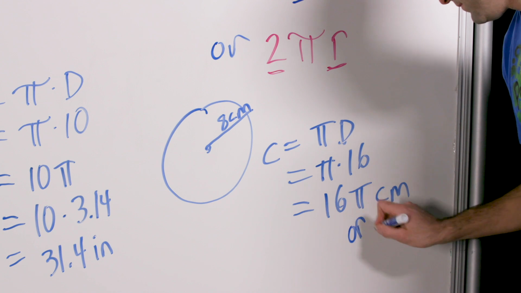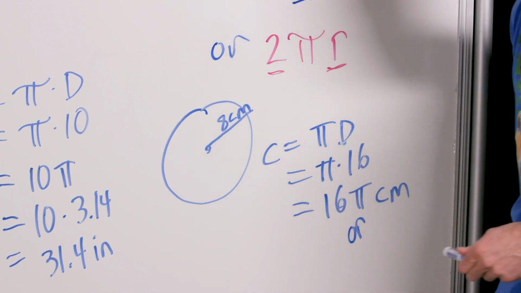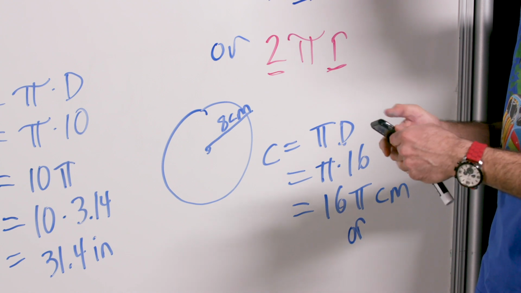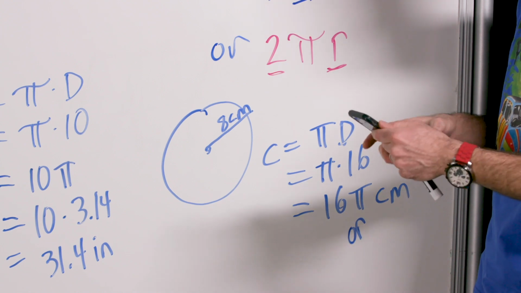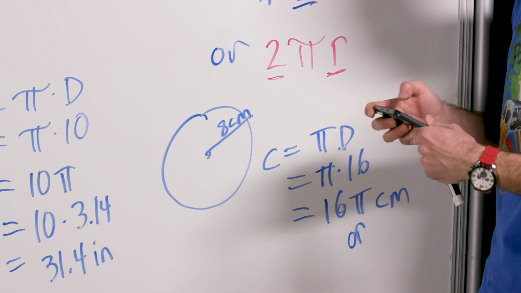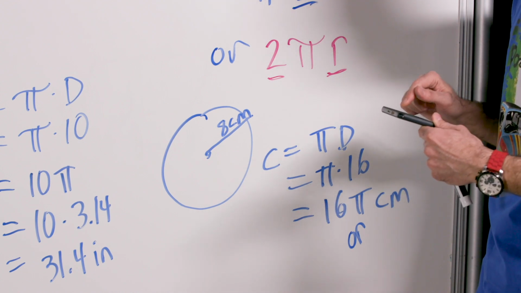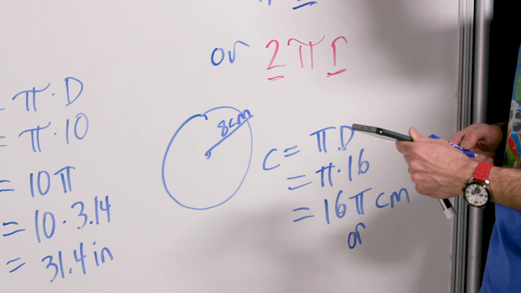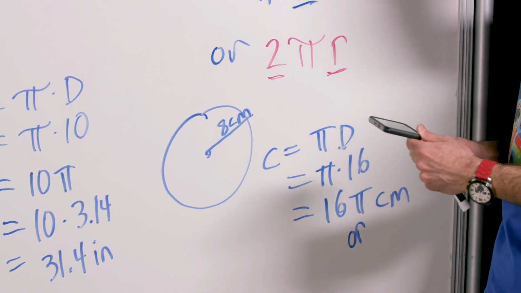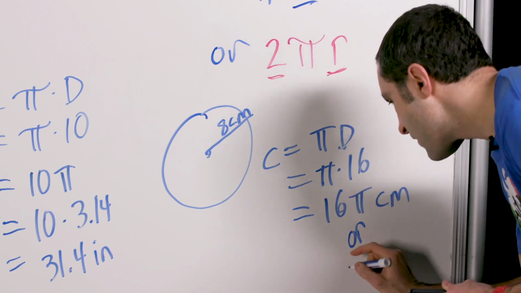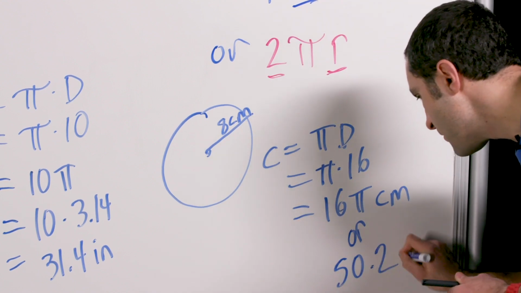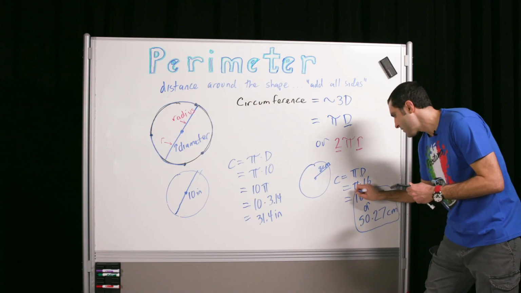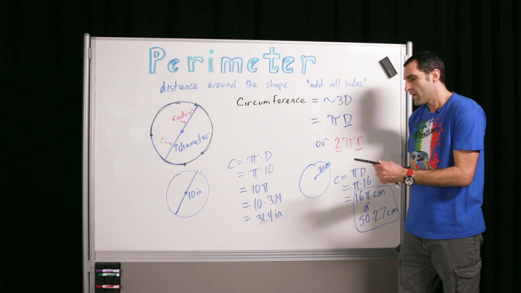But we could do it with the calc. So I got the pi button on the phone. Here we go. Okay, so we have 16 times pi equals 50.27 rounded centimeters. 50.27 centimeters. There you go. So that'd be one way to do it, okay?